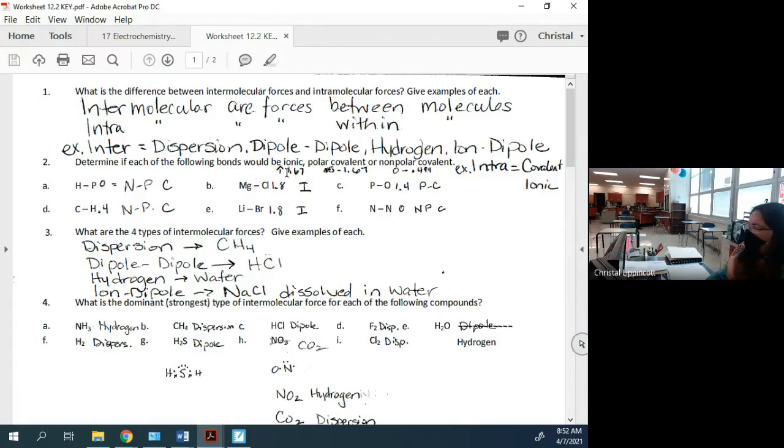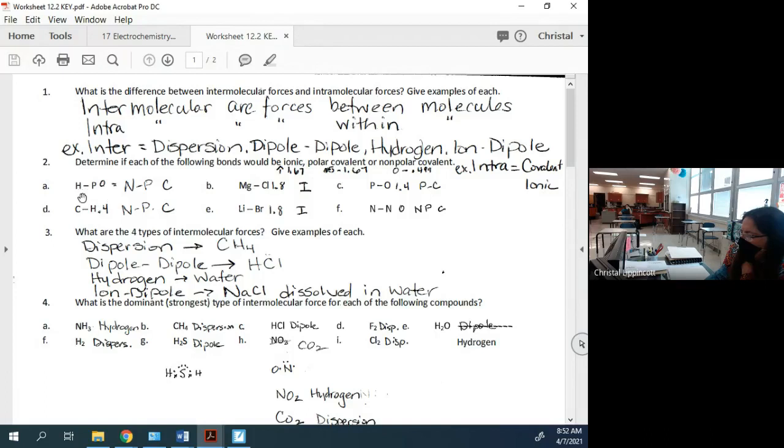If the electronegativity difference is higher than 1.67, then it's going to be an ionic character. If it's between 0.4 and 1.67, then it's polar covalent. And if it's less than 0.4, then it's non-polar covalent.